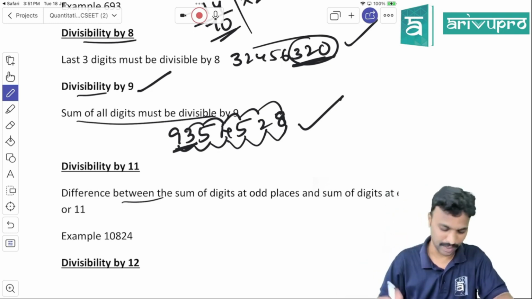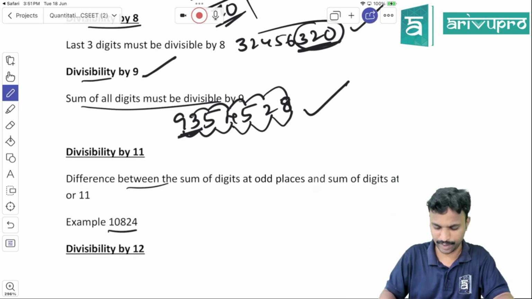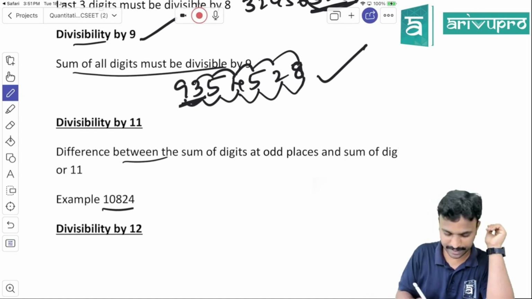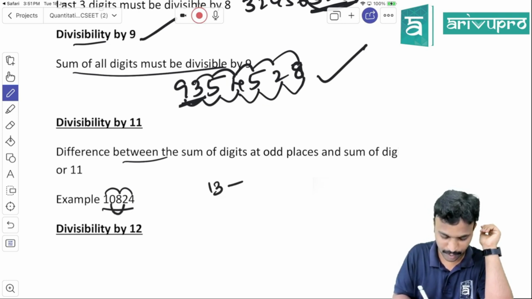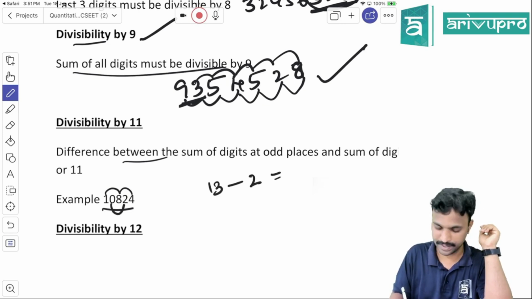Clear? Now take one example. This example only you can take. What is the sum of odd place digits? 1 plus 8 plus 4, which is 13. Sum of all even place digits, 0 plus 2 is 2, which is 11.